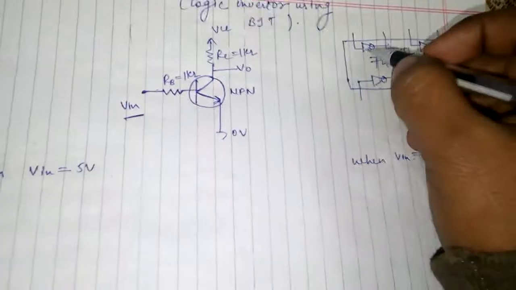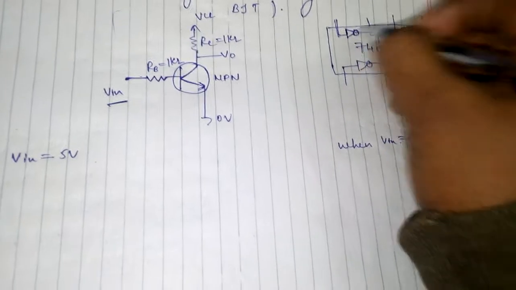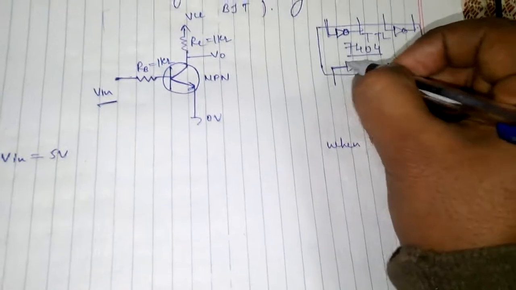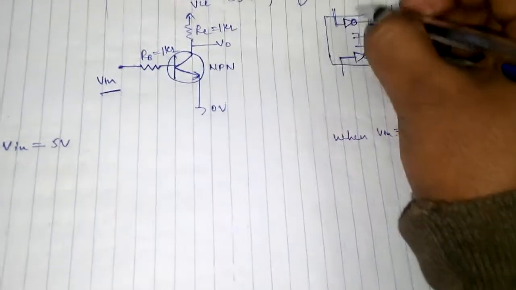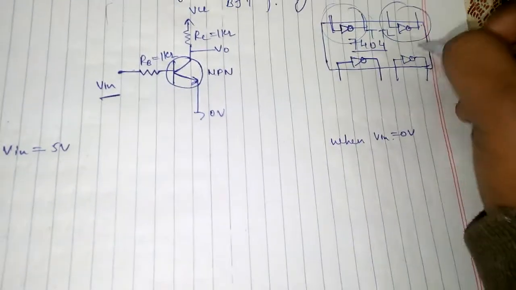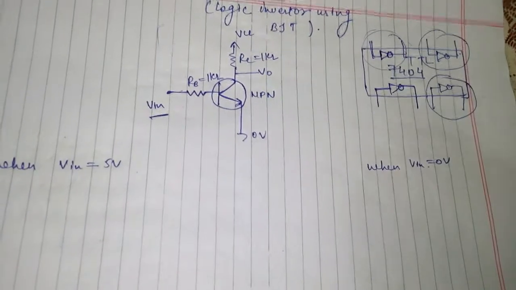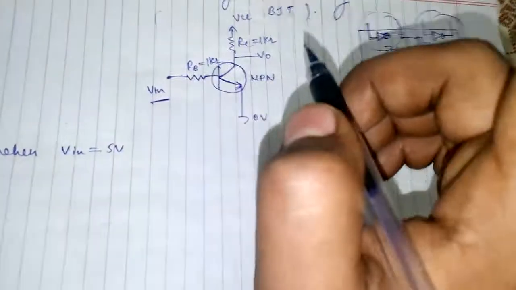The reason is, suppose we purchase IC 7404 and instead of 4, we have to use only a single gate, so what about the 3 gates? These all go to waste. So to reduce this we are using only a single inverter.